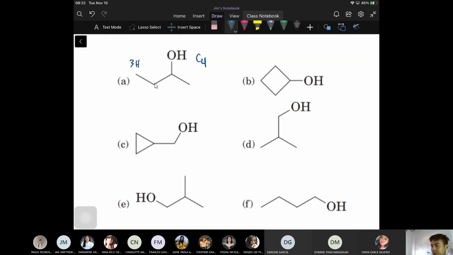How about this one? So, itong carbon na to, may 2 bonds around it. This one and that one. So, 4 minus 2 is 2. So, ibig sabihin, may 2 hydrogens dyan.